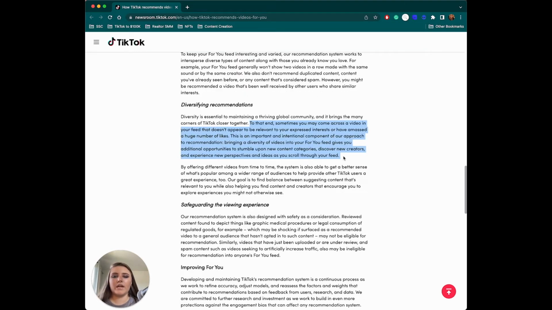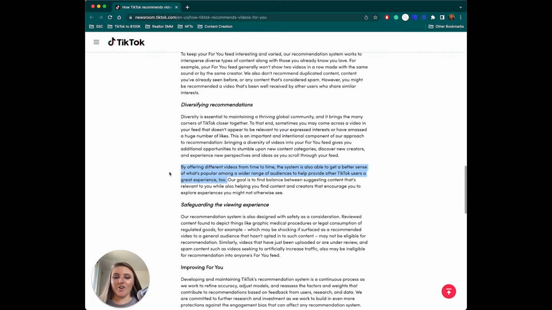Okay, so another thing is diversifying the recommendations. TikTok claims that diversity is really essential to maintaining a thriving global community. Sometimes a user will come across a video in their feed that doesn't appear to be relevant to their expressed interest, or a video that has amassed a huge number of likes. This is really important, and it's an intentional thing TikTok has done within their algorithm to bring a diversity of videos into your For You feed, to give additional opportunities to stumble upon new content categories, discover new creators, and experience new perspectives and ideas as they scroll through the feed.